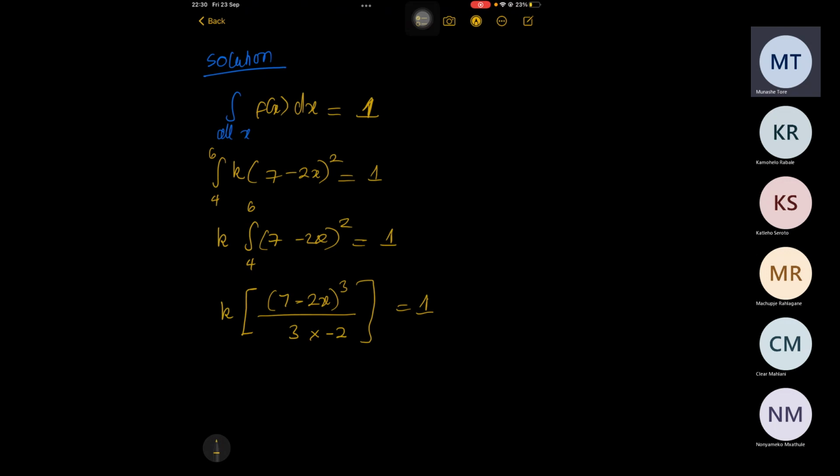My integration can be wrong, though. I don't remember the last time I did integration, but I'm just trying to recall. So bear with me if I make a mistake somehow.